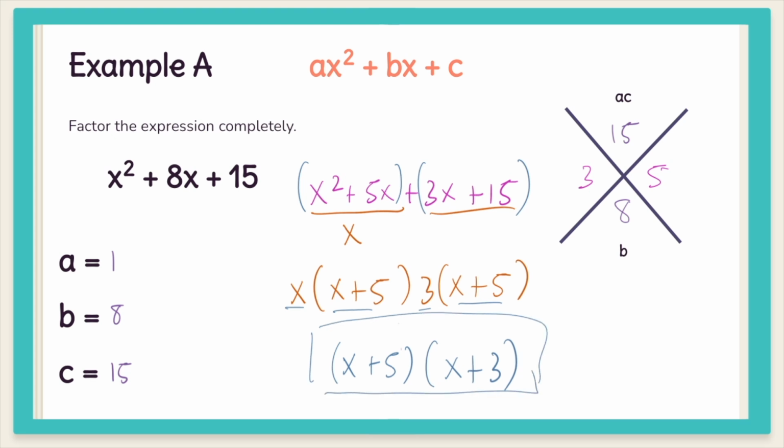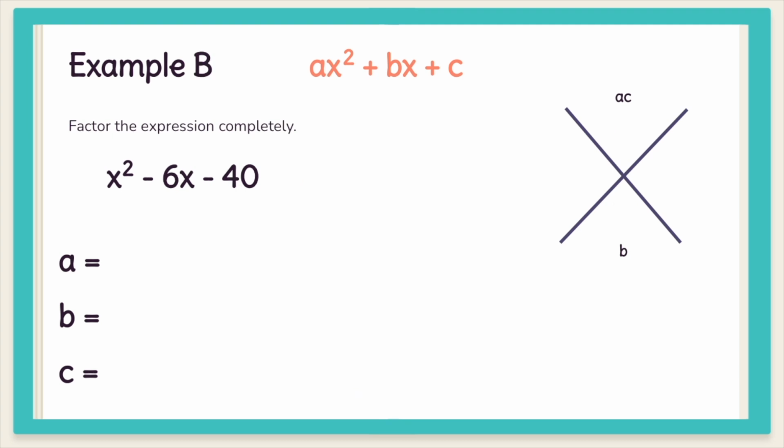Now let's take a look at example B. So here in example B, I've got x squared minus 6x minus 40. So again, I've got A as 1, B is negative 6, and C is negative 40. So I'm looking for things that multiply to negative 40 and add to negative 6.